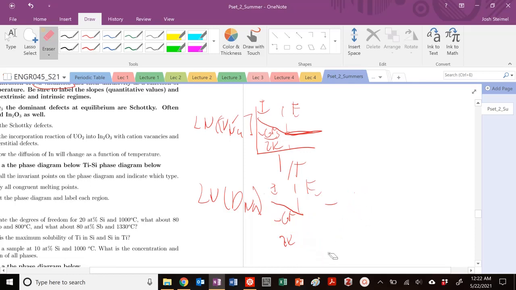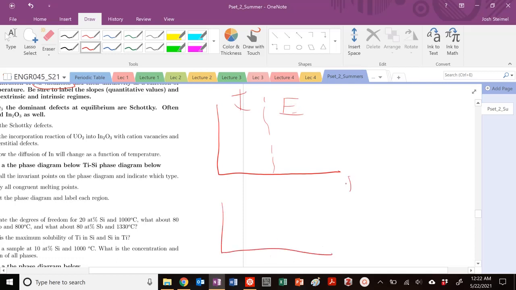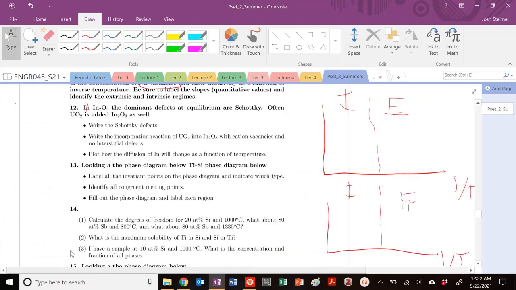So let's go ahead and do something very similar for the next problem, but I'm going to go a little bit quicker. Let's draw our graphs a little bit nicer. Intrinsic, extrinsic, and then again 1 over T, 1 over T. Same here, intrinsic, extrinsic. What is the problem asking us to do? So here we're looking at indium tin oxide. UO2 is doped, so this is our material. So we're looking at indium.